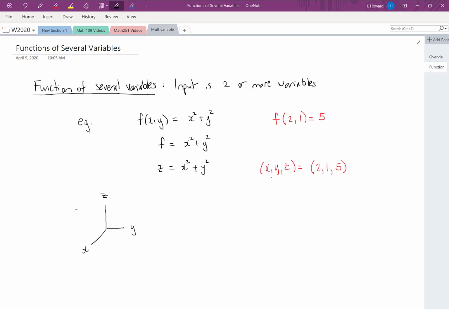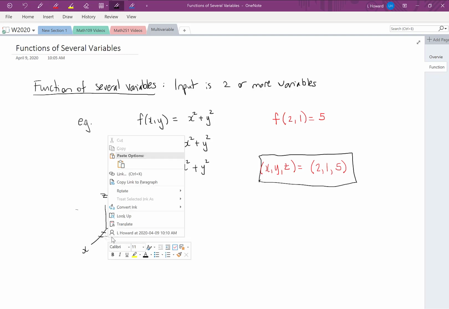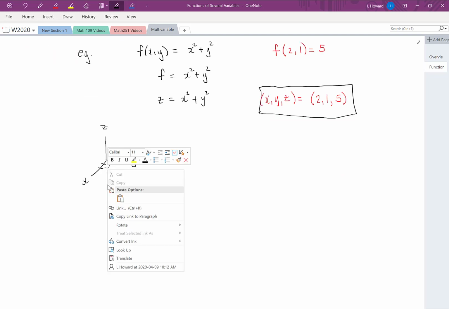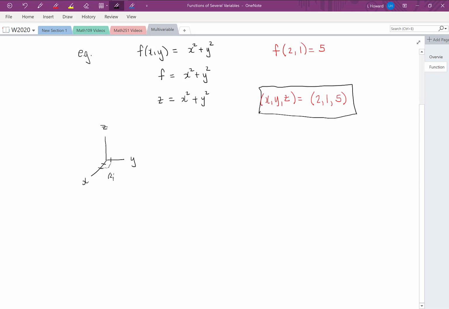So let's think about how we would graph a point like this point right here, the 2, 1, 5. So we need to go 2 units out along the x-axis, 1 unit along the y-axis. And you can imagine just forming a little parallelogram here, parallel to the x and the y-axes. So this point right here is the point 2, 1, 0. So 2 units out along the x-axis, 1 unit along the y-axis, and we've gone 0 distance vertically.